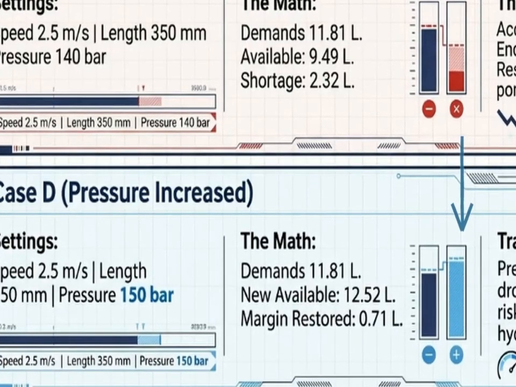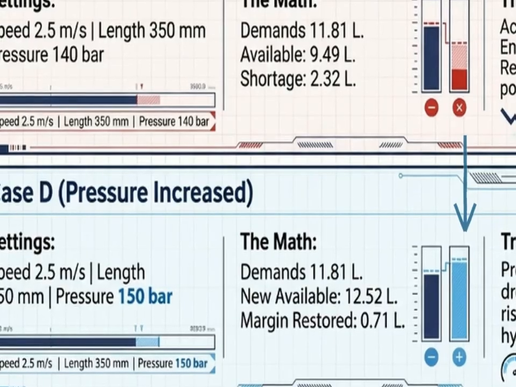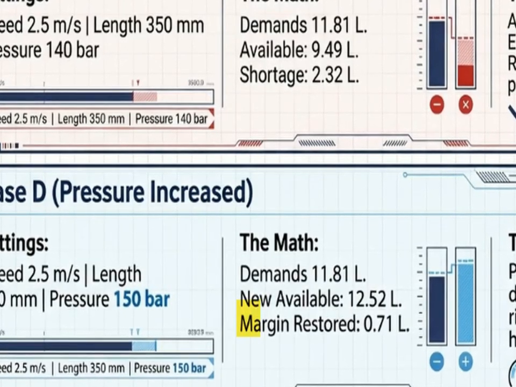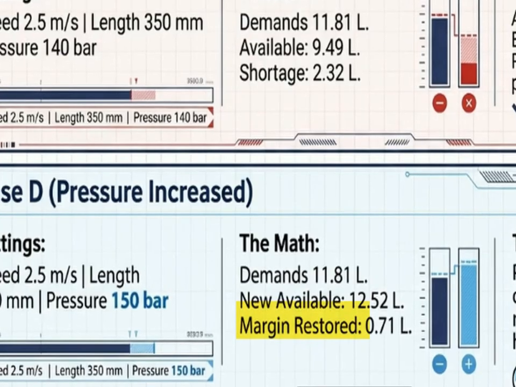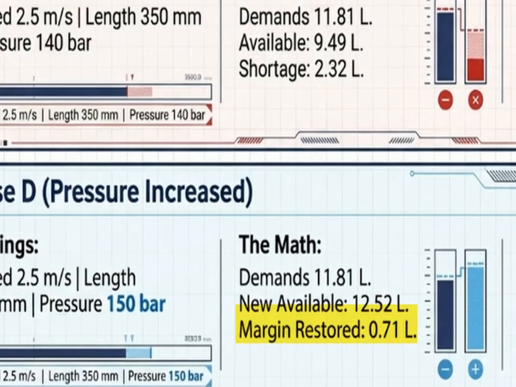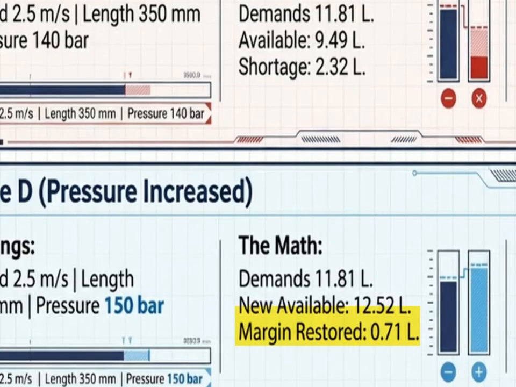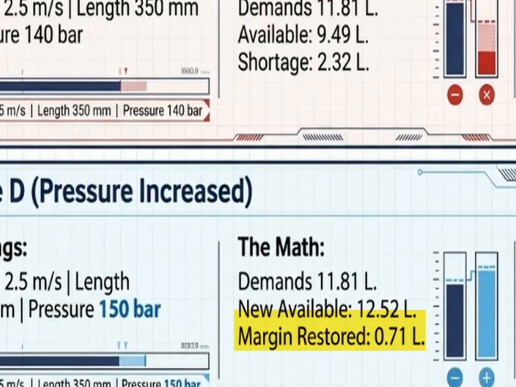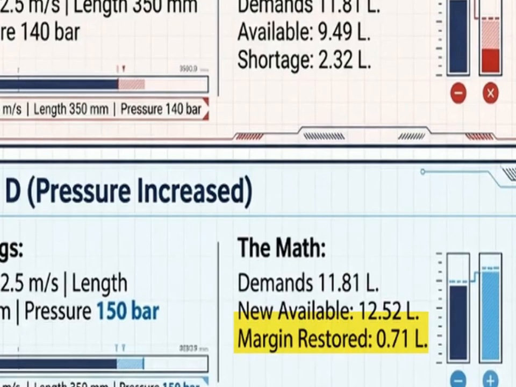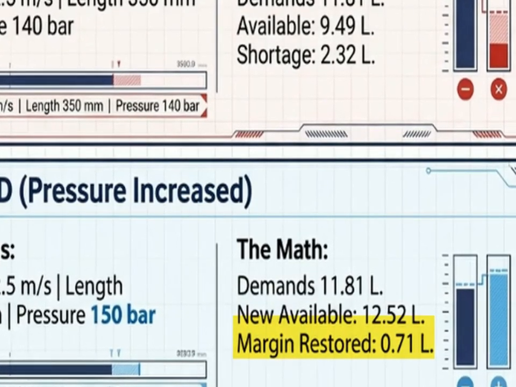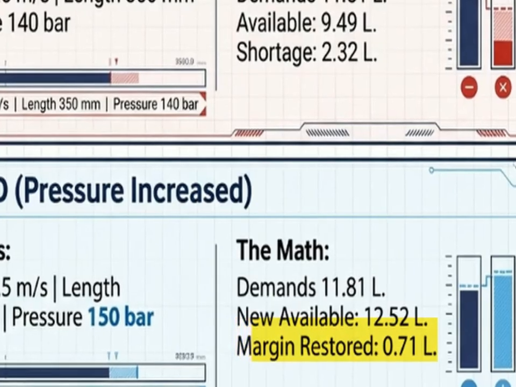But higher pressure introduces severe mechanical risks. Pushing oil at 150 bar drastically increases the kinetic energy at the end of the stroke, elevating the danger of flash, die wash, and hydraulic shock. Elevating pressure solves the volume shortage, but it introduces shear force risks. Therefore, pressure must be a precisely calculated choice, never a default setting.